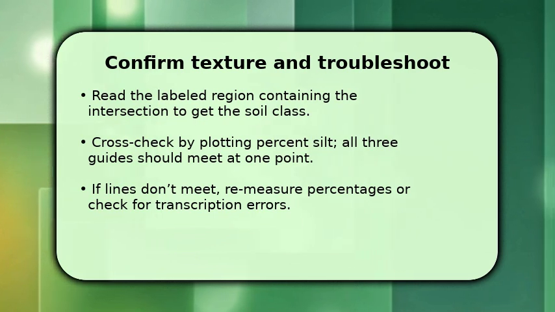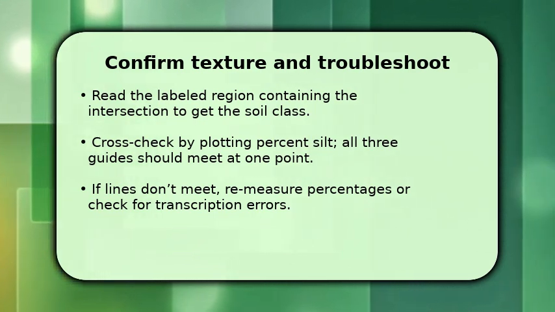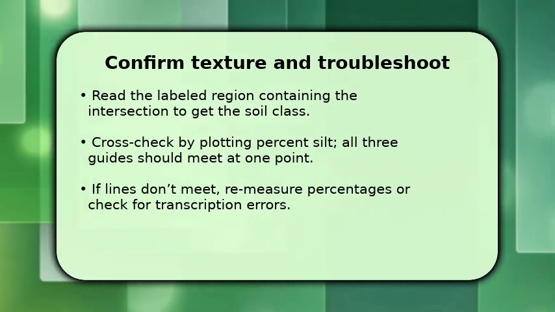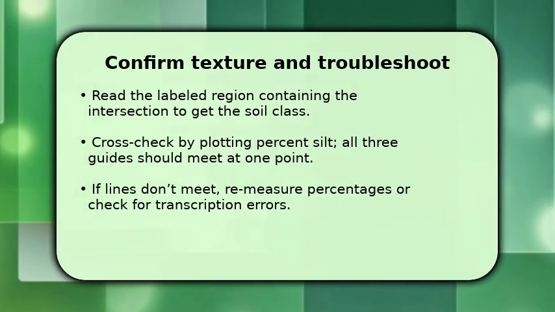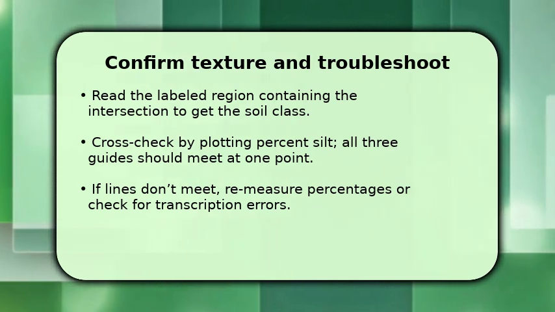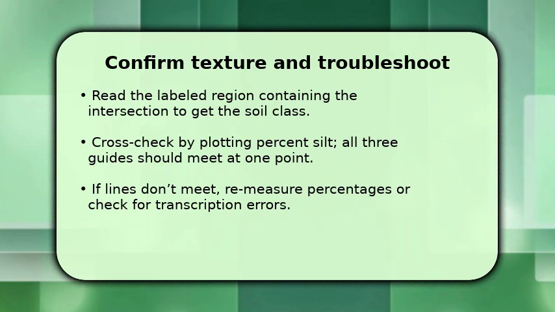If they don't intersect cleanly, don't guess. Remeasure the percentages, recheck math, and ensure your triangle is oriented correctly. One key troubleshooting tip: small measurement errors shift classification, so repeat measurements if results seem implausible.